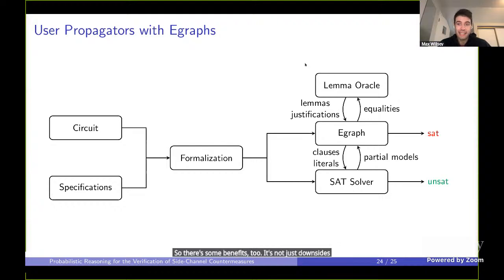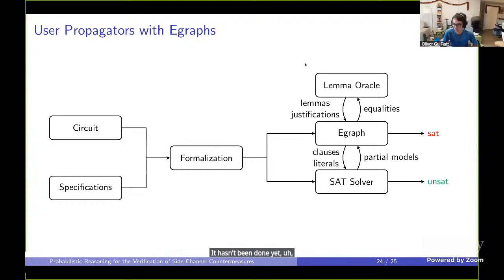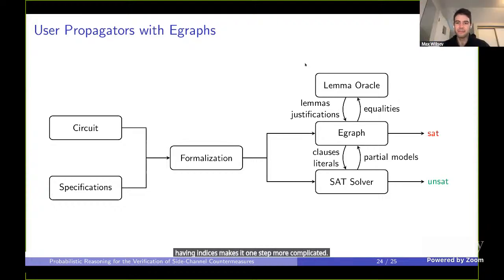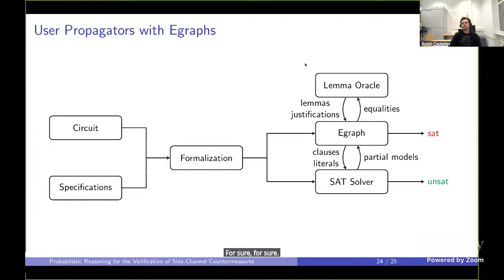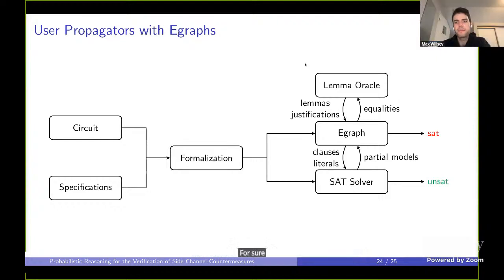I hope that we can do it, and I suspect that we can, and it can even be done very well, but it hasn't been done yet. And definitely having indices makes it one step more complicated. For sure. Well, the thing is, once you have merged two e-nodes, or two e-classes rather, you have to keep track of everything that was in there to backtrack, and this is probably expensive and not trivial to maintain. For sure.